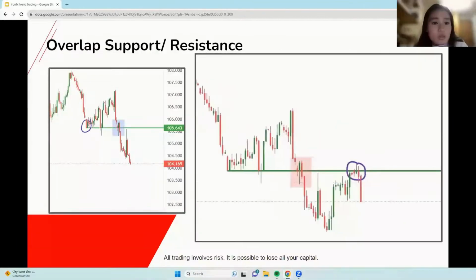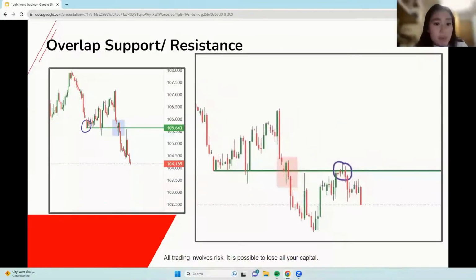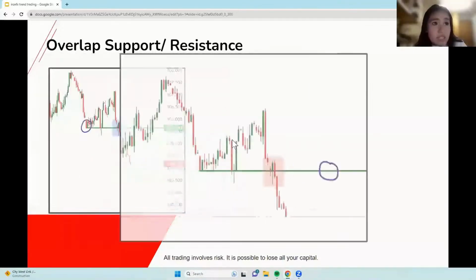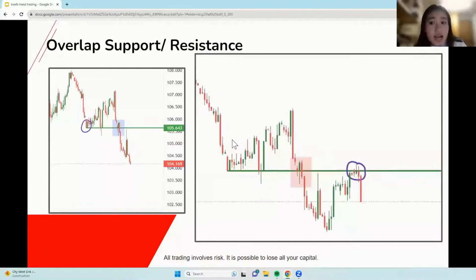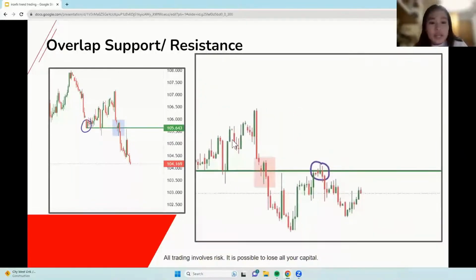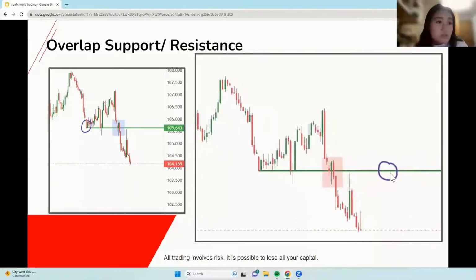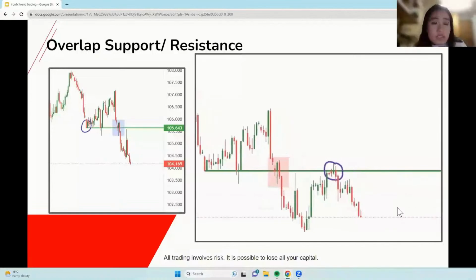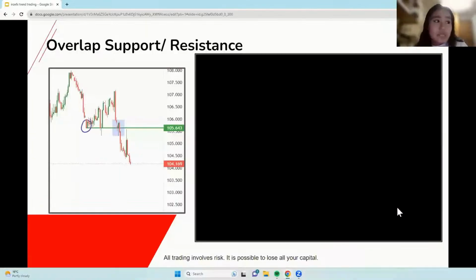Okay, so swing low support becomes a pullback resistance, as you can see from this screenshot, once it breaks the support at this 105.643 level. So here in this GIF, you can see how price retraced back to this level or pulled back to that level, and then it proceeded to reverse off of that level. So once the reversal occurs, then it is an overlap resistance.